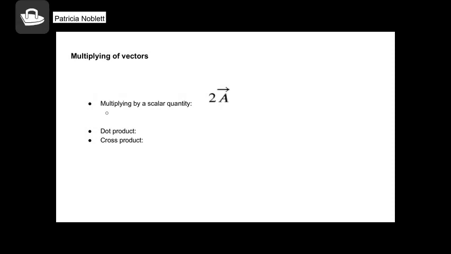A couple things that we'll be needing to do with vectors throughout the course of the year. If I multiply a vector by a scalar quantity, all that does is multiply the magnitude. It does not change the direction at all. So there's no change in direction. I'll do a quick example of that here.